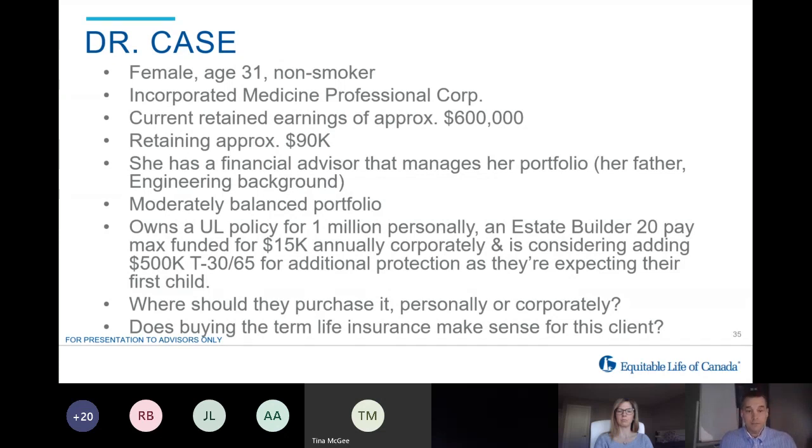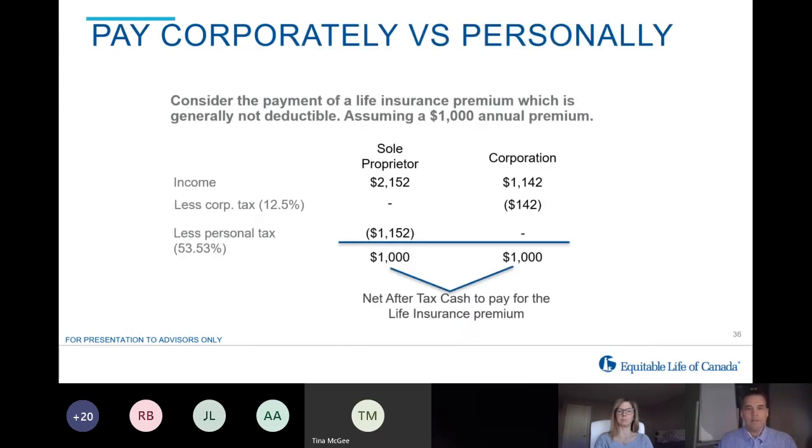But my bigger question, and what I was asking him, was: does buying term insurance make sense for this client? It's a loser if she doesn't die. It's cheap. I'm not arguing it's not cheap, but it's a loser if she doesn't die. And so I want them to understand that, yes, buying corporately makes a ton more sense, right? If I'm in that low corporate rate, it costs me a lot less to pay that premium and make that deposit.